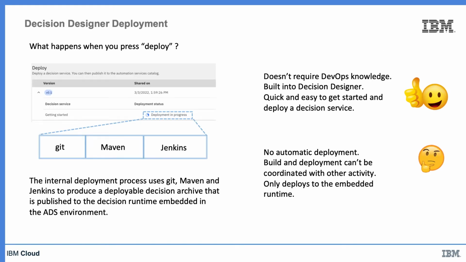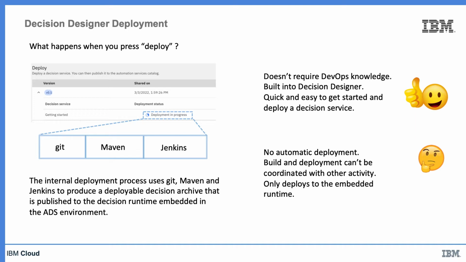If you've only done deployments using the deploy button inside the ADS Decision Designer, you might be wondering why you need an external DevOps toolchain to begin with. The built-in deployment process is a great start. It uses Git and Maven and Jenkins underneath, but you don't need to know anything about DevOps. It just deploys the decision service to the runtime, hosted alongside the decision designer.